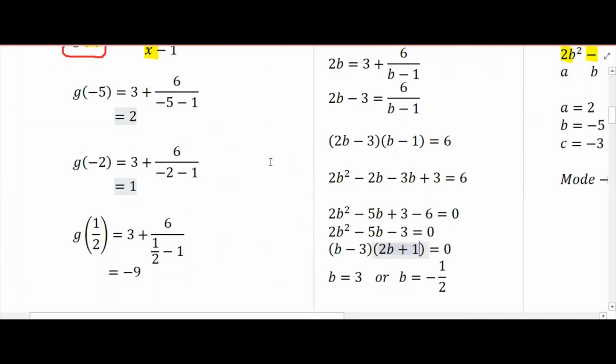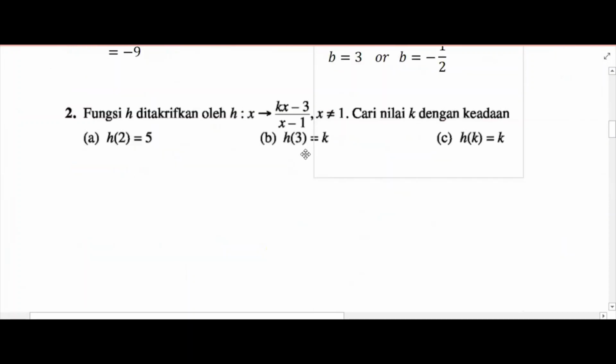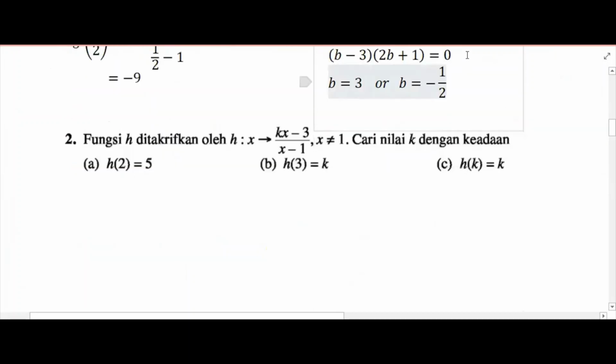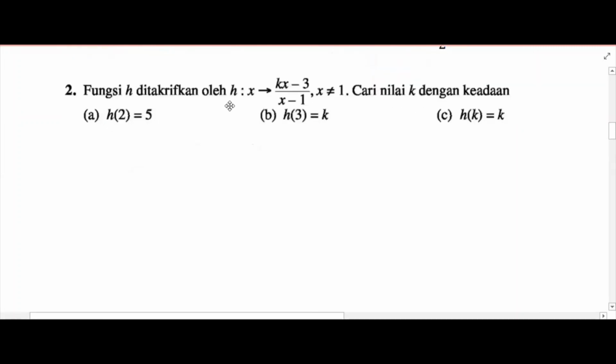You must pick up one by one because this maths, of course, is harder than normal maths. It's a little bit harder than modern maths. So we just need to pick up the basics. Now look here, second question. They say h(x) equals kx minus 3 over x minus 1, and then they ask you to find the value of k.